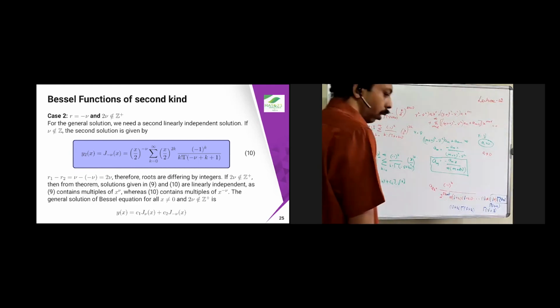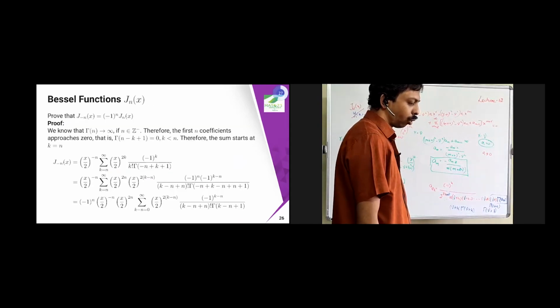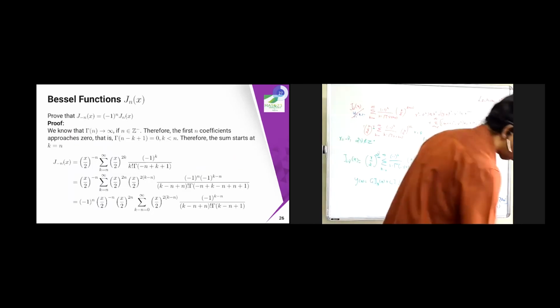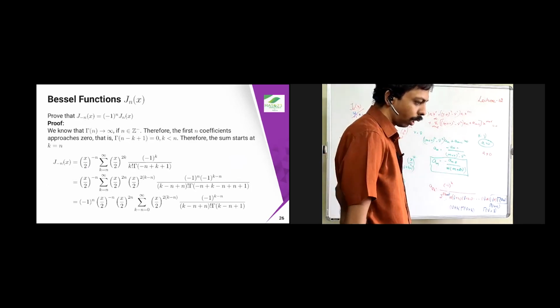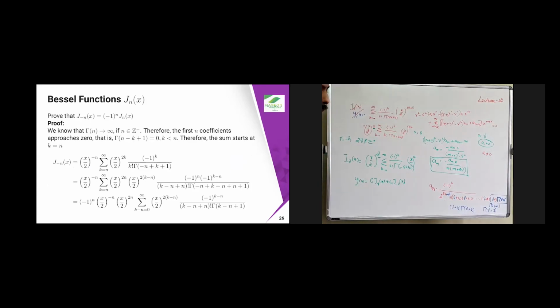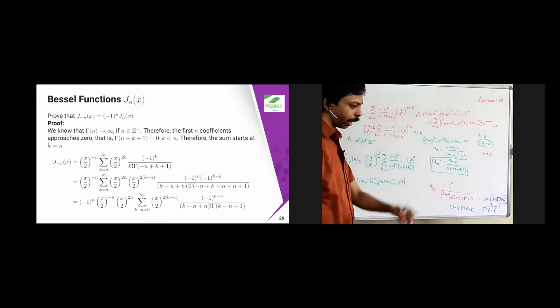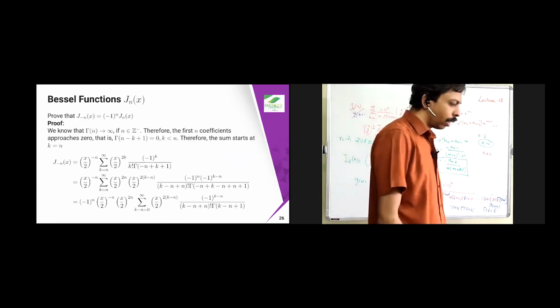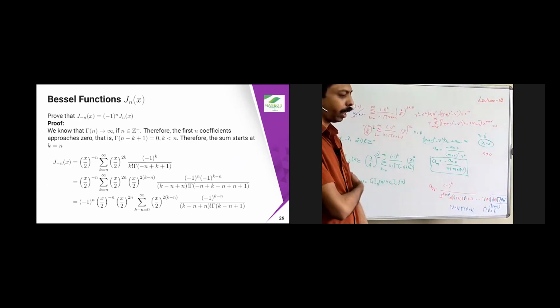This is going to be my general solution for the Bessel equation for all x not equal to 0 and 2 nu not belonging to Z. This is one property I want to specify because it is probably used in the next one. For Bessel functions J n of x, I need to say what minus n is, and only then can I define that. So we know that gamma of n tends to infinity for n belonging to Z minus.